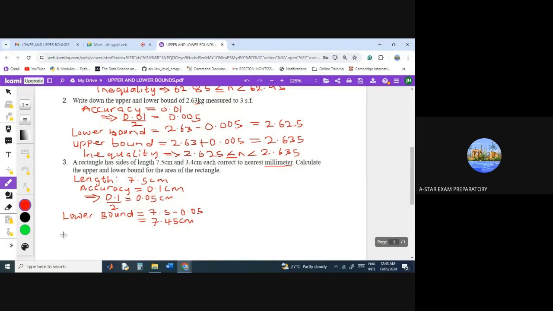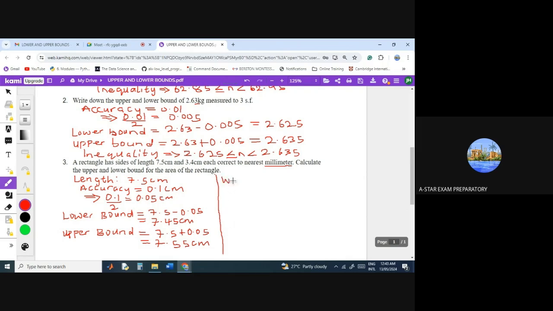centimeter. The upper bound for our length will be 7.5 plus 0.05, and that gives us 7.55 centimeters. So we have a value for the length. So let's see what we get for the width.